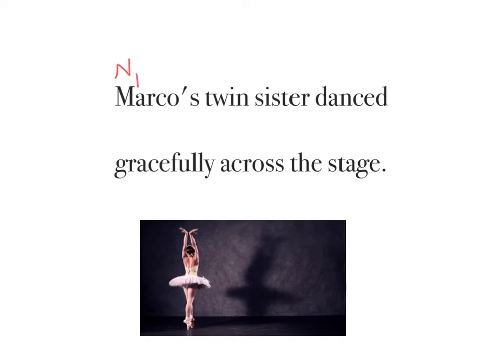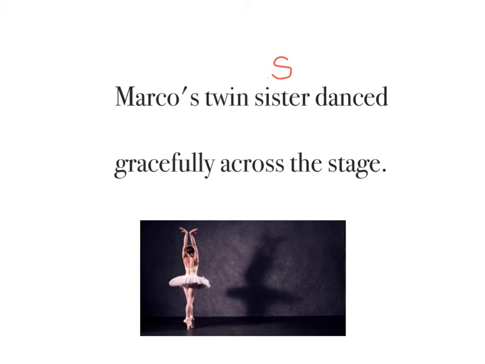Marco is a proper noun, but it's also showing possession, so it's a possessive proper noun. Sister, that's a common noun. See any others? Stage. Stage is a common noun. Now ask yourself, who is this sentence about? Is it about Marco's? Is it about sister or stage? If you said sister, you're absolutely right. It's about his twin sister. So we're going to mark her as the simple subject.